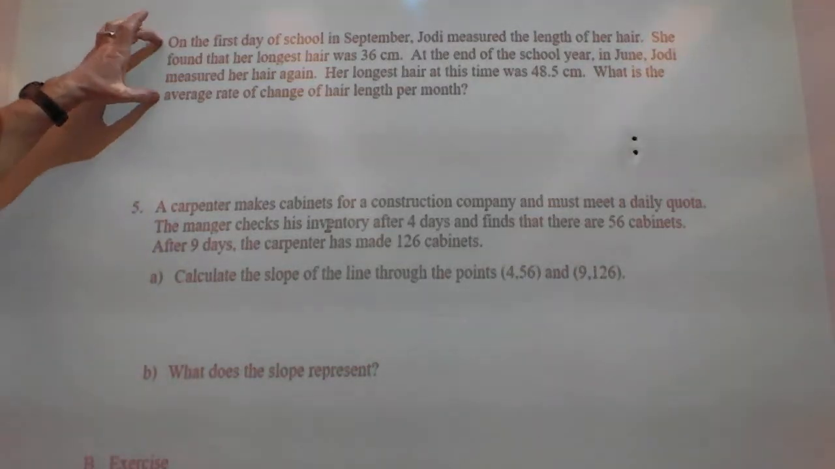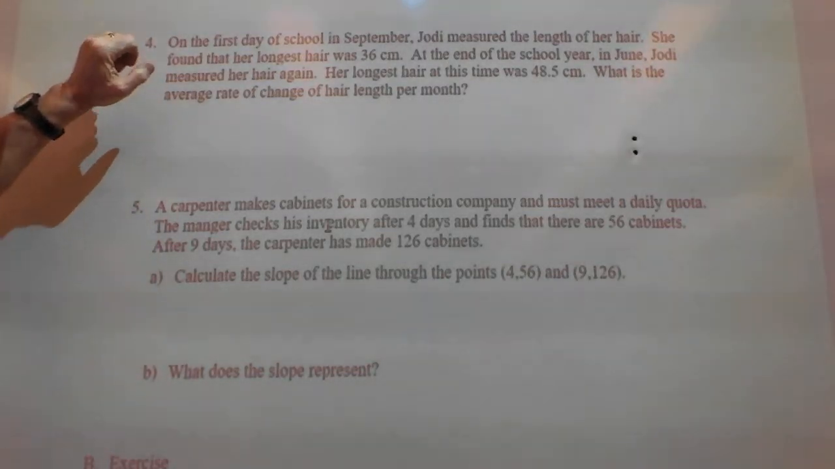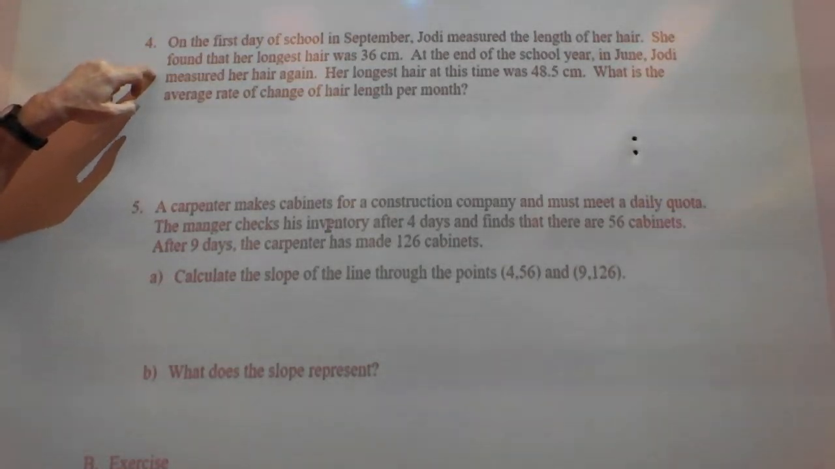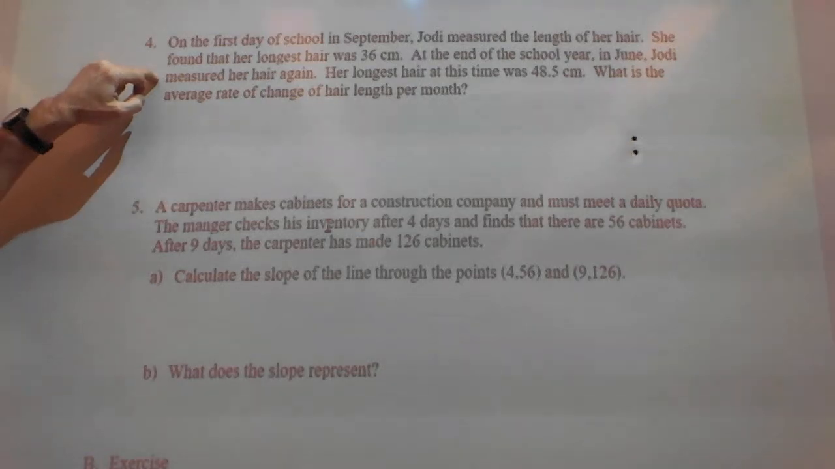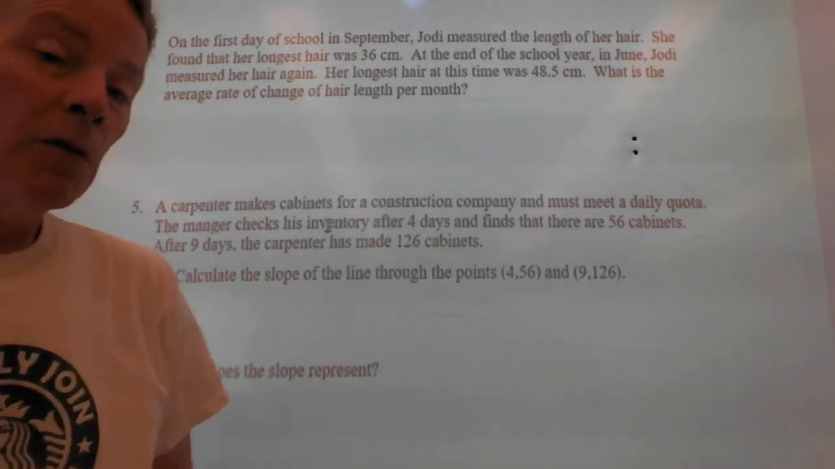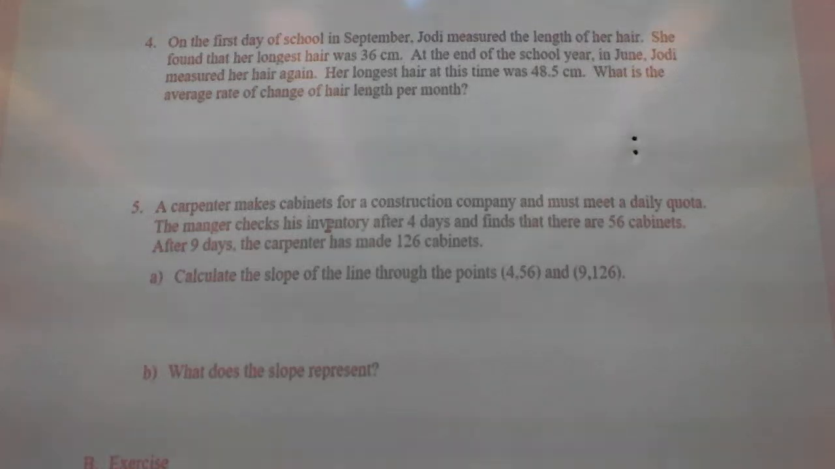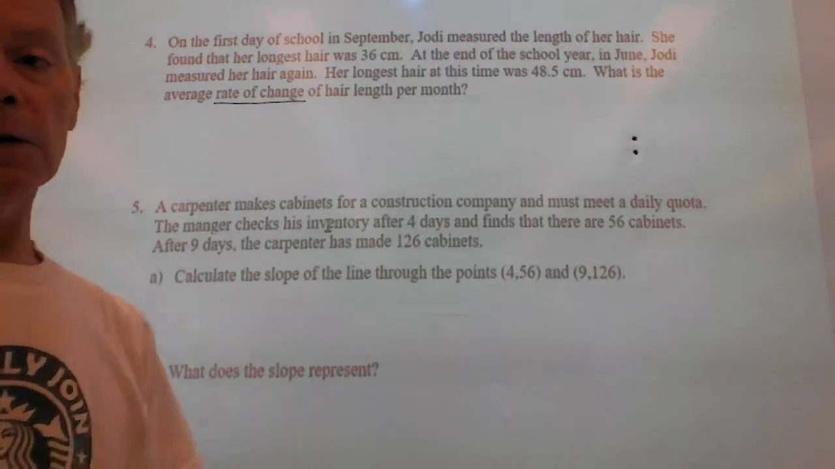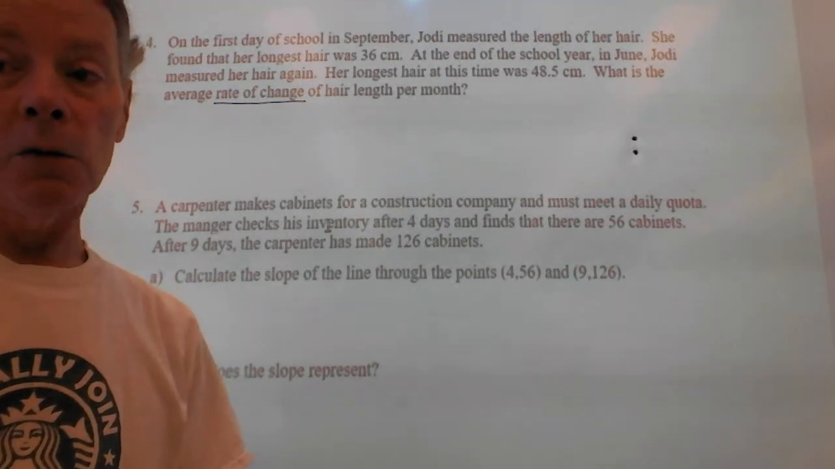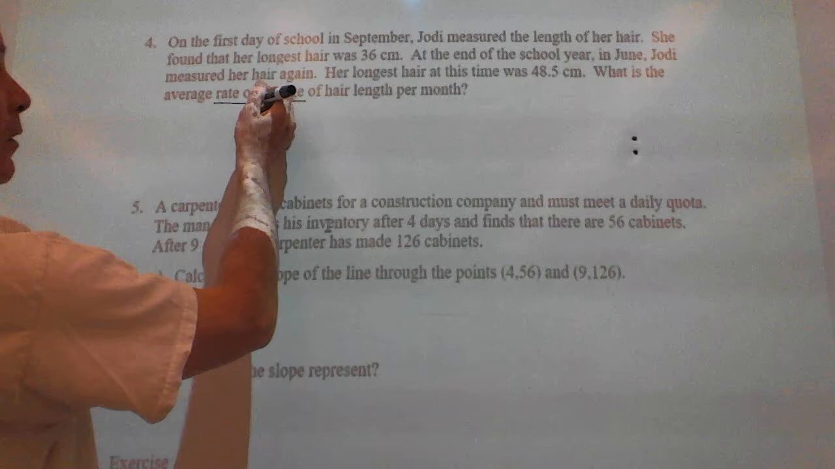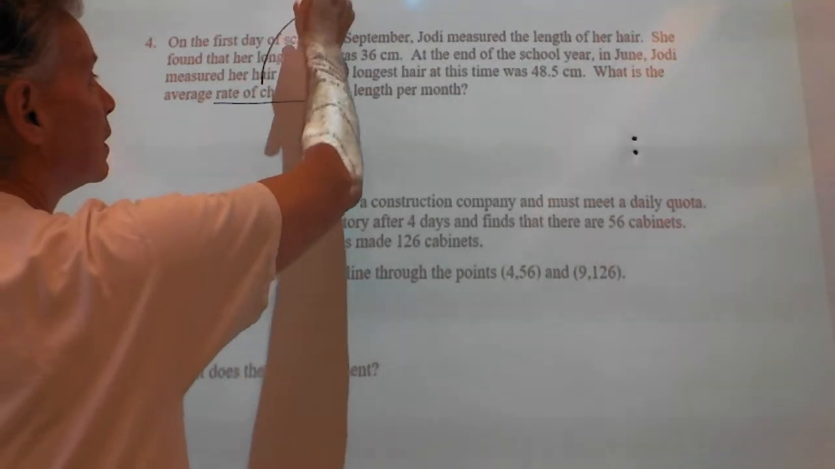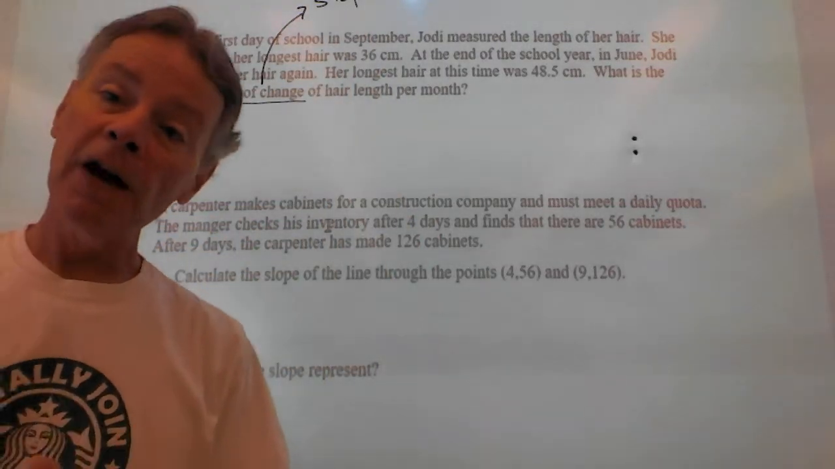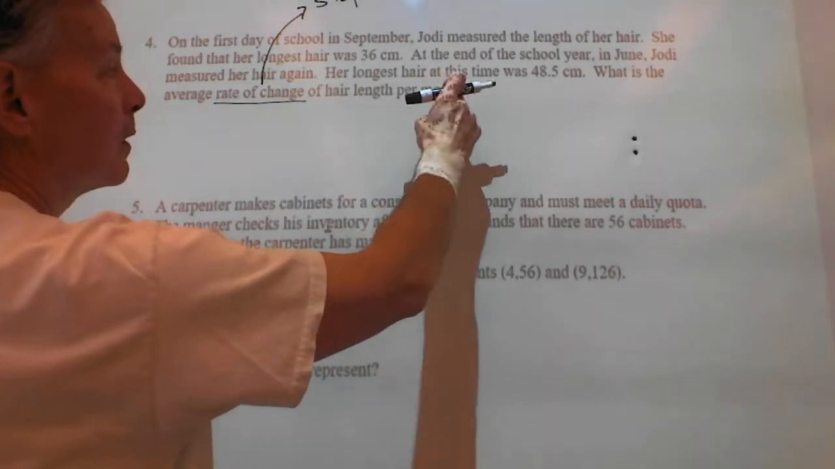Okay, so on the first day of school in September, Jody measured the length of her hair. She found that her longest hair was 36 centimeters. At the end of the school year in June, Jody measured her hair again. Her longest hair at this time was 48.5 centimeters. What is the rate of change? Remember, anytime you see that phrase, what they're really saying is, what's the slope? Okay. So rate of change, remember, is your slope. So what they're really saying is, find the slope, and they're saying per month.